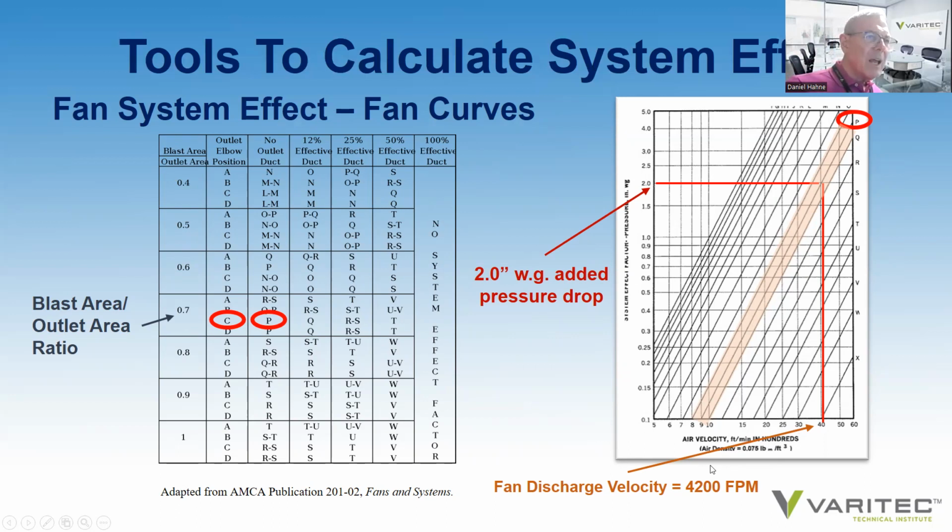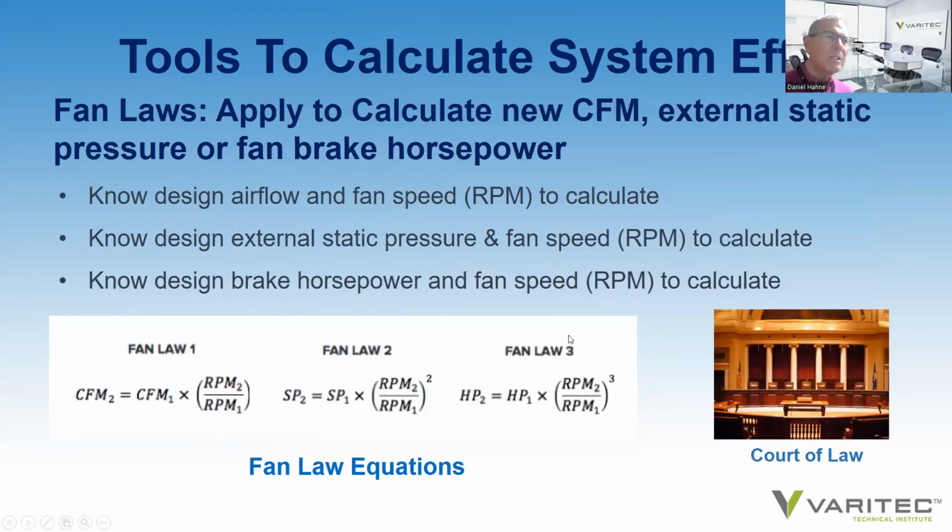Now, having said that, 4,200 feet per minute discharge velocity is extremely high, and it could be very noisy, but I did it to demonstrate really what this actually means. And that, yes, you can have significant static pressure drop with the inappropriate duct configuration at the outlet of a fan. Well, in the event system effect occurs, then how much does a fan wheel need to be sped up in order to overcome the system effect?